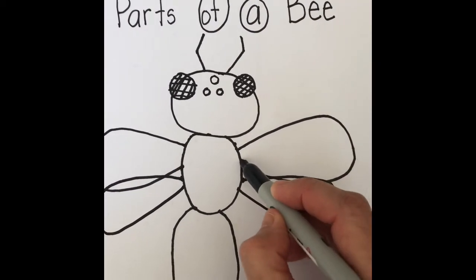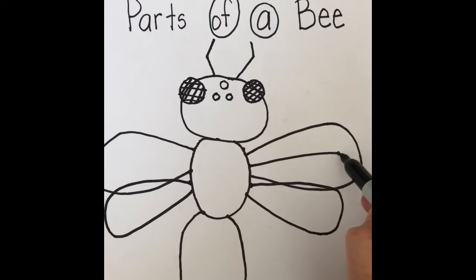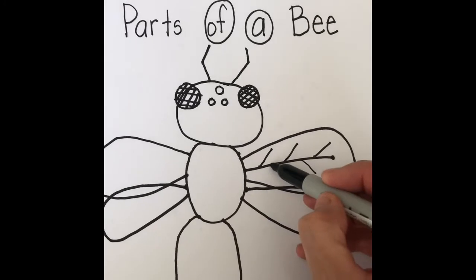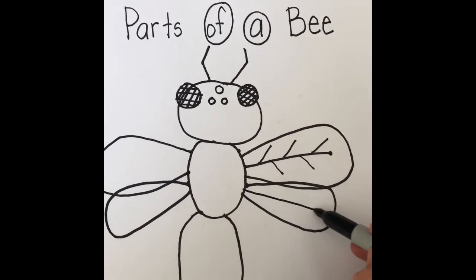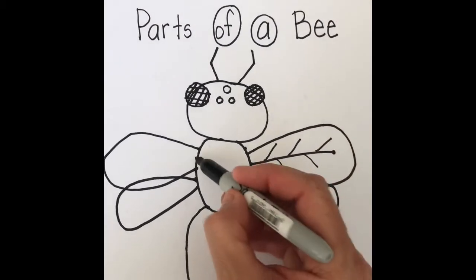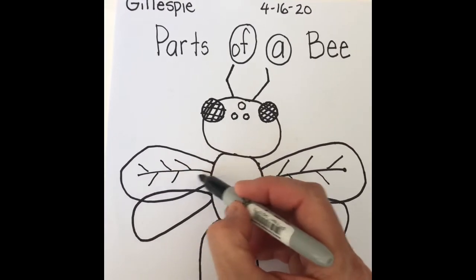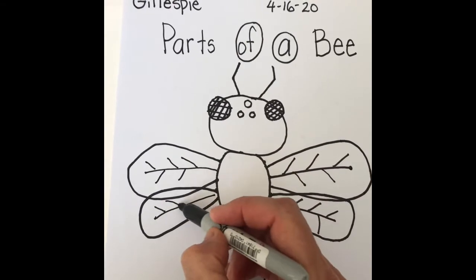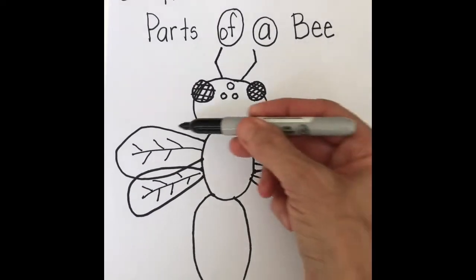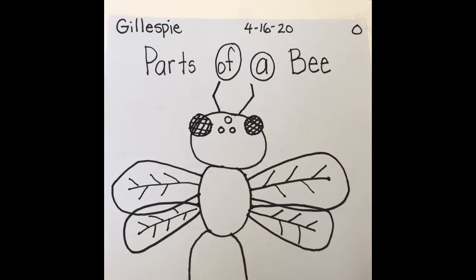One thing we can do on the wings to make them look realistic is to draw the veins. Draw a straight line out in the middle of the wing, and then little diagonal lines off of that. Go ahead and do that on all of the wings, and it makes it look realistic. And the last one. Great. So 1, 2, 3, 4. 4 wings.